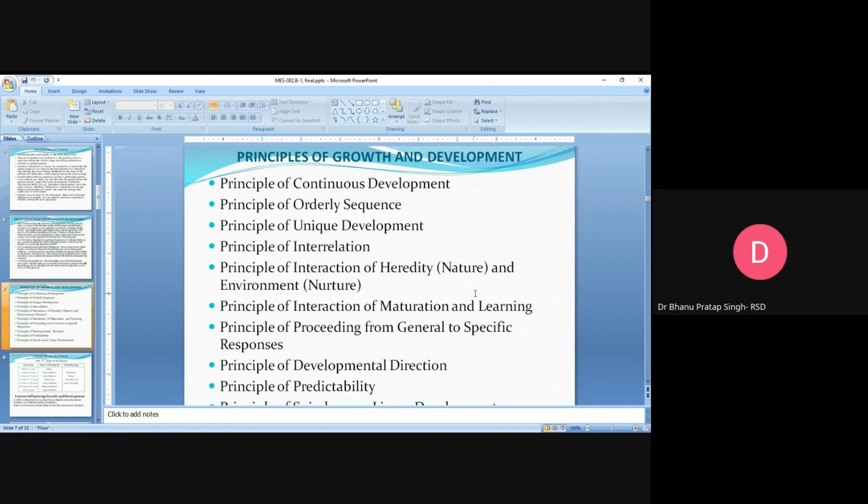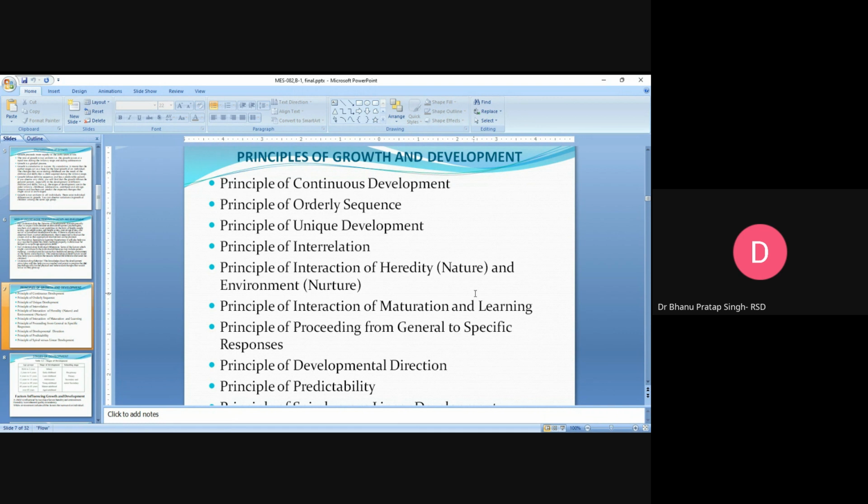Principle of orderly sequence. Yes, in development there is a kind of sequence, that at a particular age the learner should be aware of particular things. So it is sequential. Every age has a scale that at this level the student or learner or child should know this kind of knowledge.